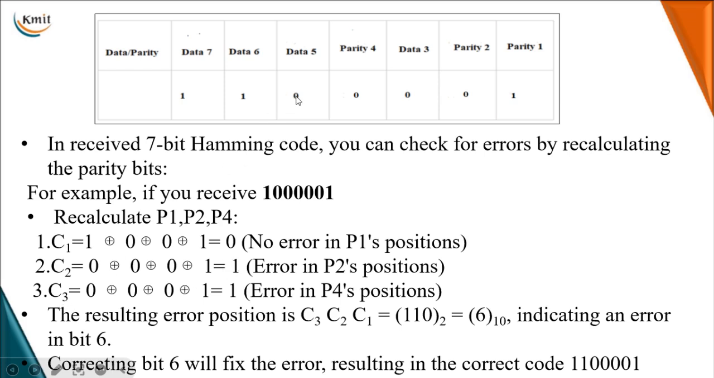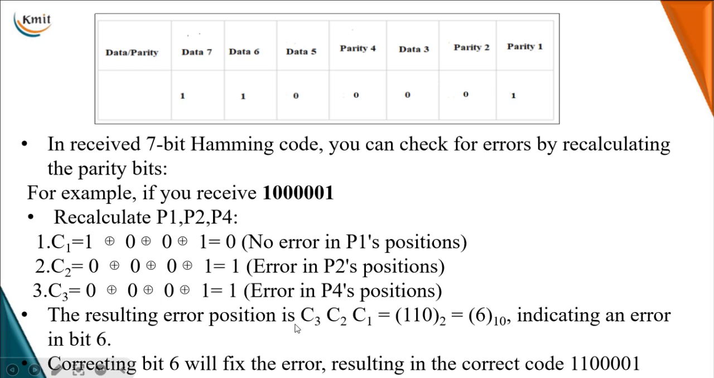C3 checks the positions 4, 5, 6, 7. The fourth position is received as 0, the fifth position as 0, the sixth position as 0, and the seventh position as 1. So 0 exclusive OR of 0 is 0, 0 exclusive OR of 0 is 0, 0 exclusive OR of 1 is 1. So now you count that the number of ones received is odd. We forwarded this message with even parity, and it is not satisfying parity 4. Hence an error occurred while checking parity 4, which I denote as C3 equal to 1.